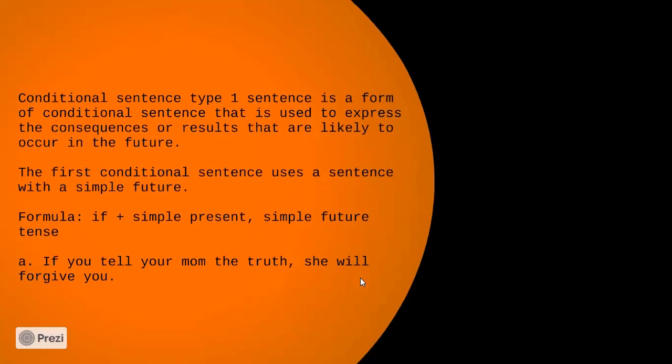Type 1 conditional sentence. Type 1 sentence is a form of conditional sentence that is used to express the consequence or result that are likely to occur in the future. The first conditional sentence uses a sentence with a simple future formula if plus simple present, simple future tense. For example, A. If you tell your mom the truth, she will forgive you.